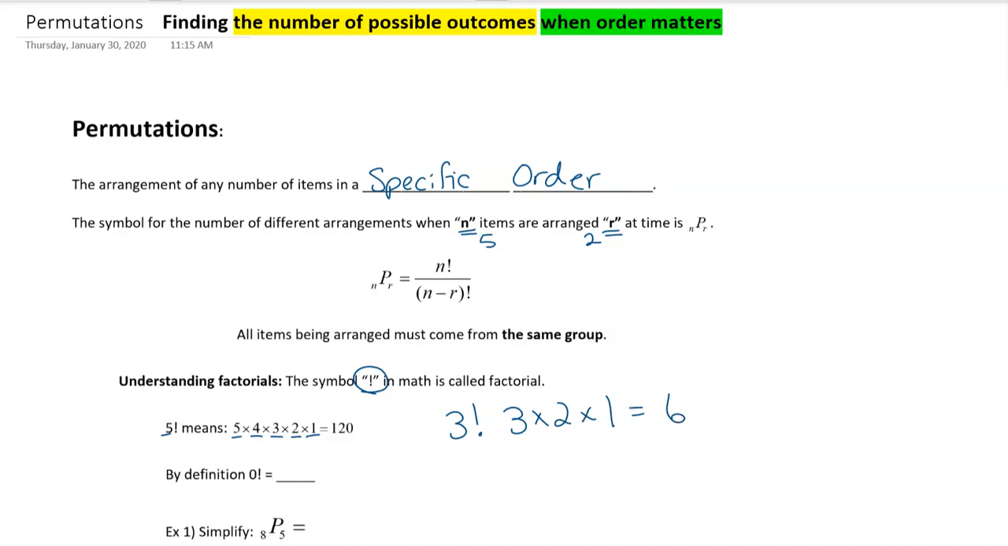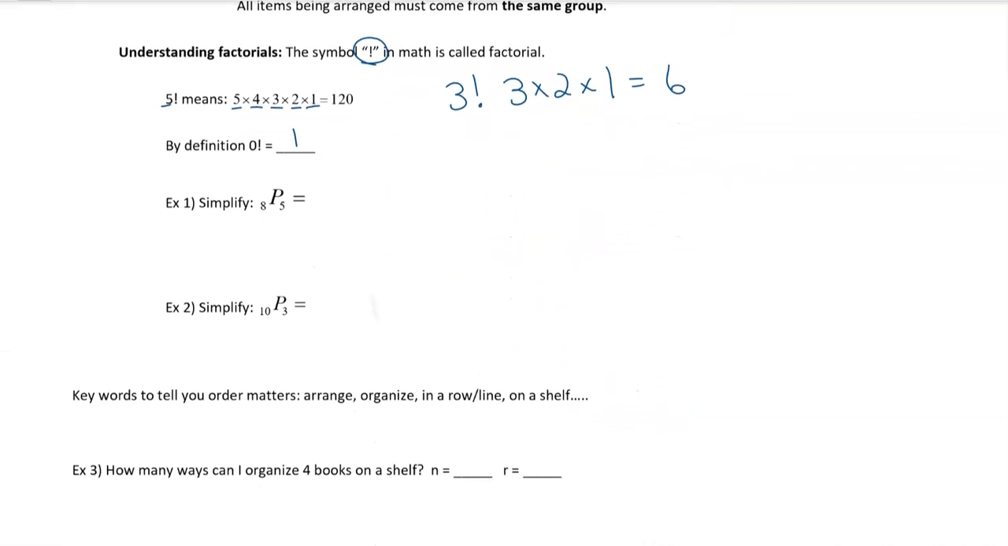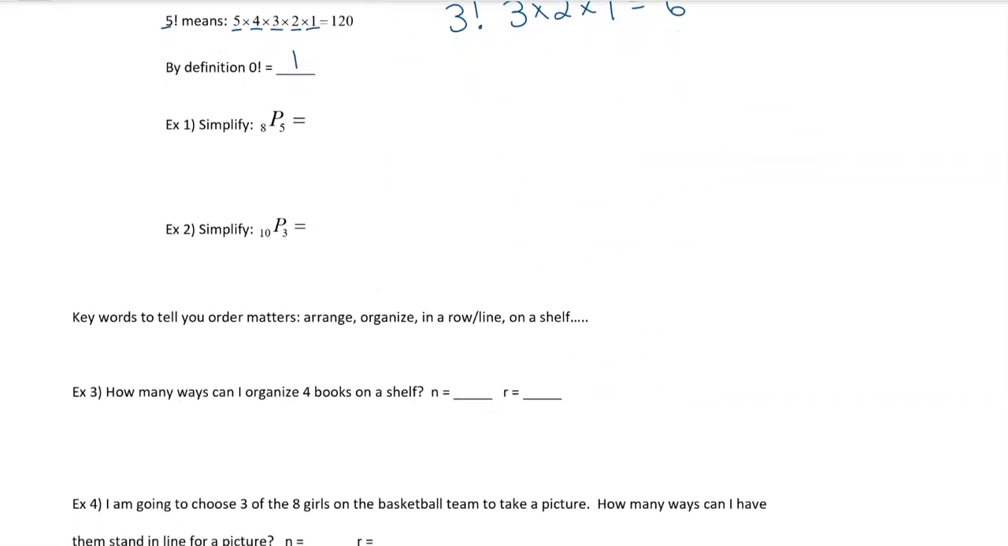By definition, 0 factorial is 1. And there's a lot of discussion about why that isn't 0, and there's a very good explanation for it, but it's a little bit long. So for now, we're just going to remember that 0 factorial is 1. So when we see that in a computation, we realize it doesn't actually equal 0.